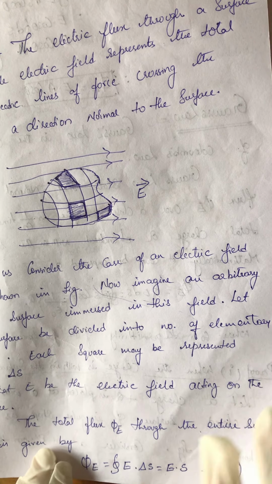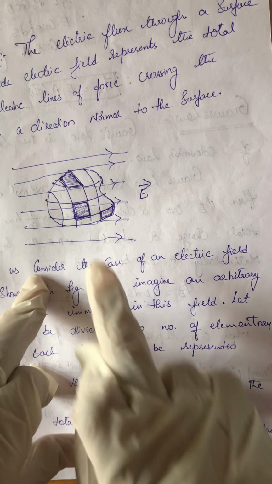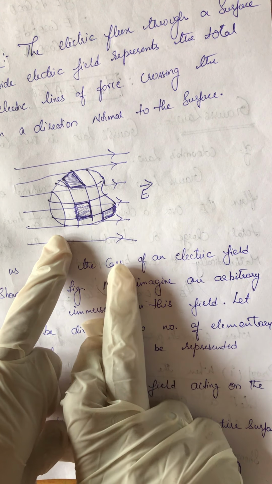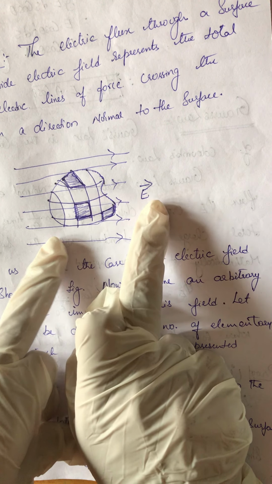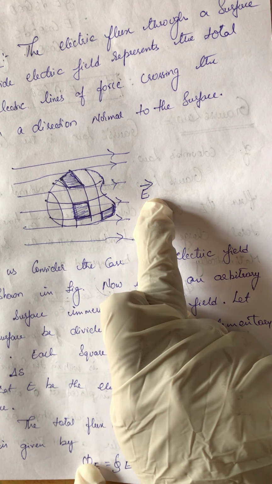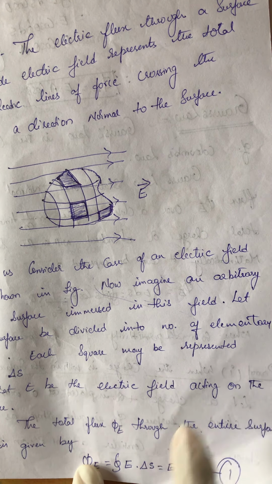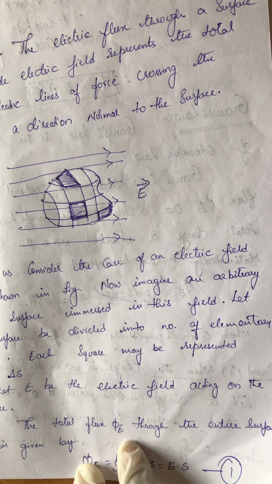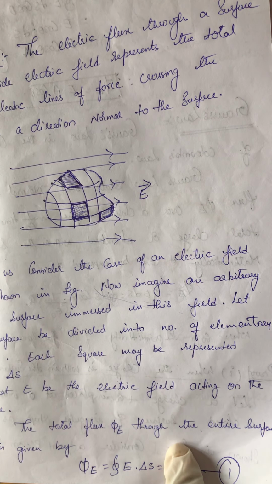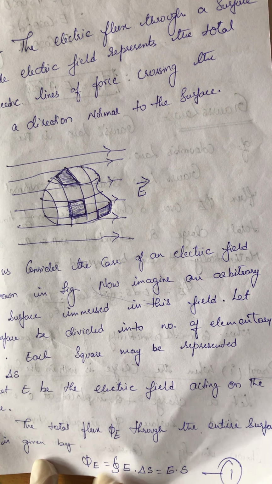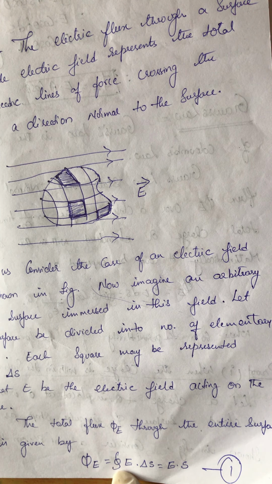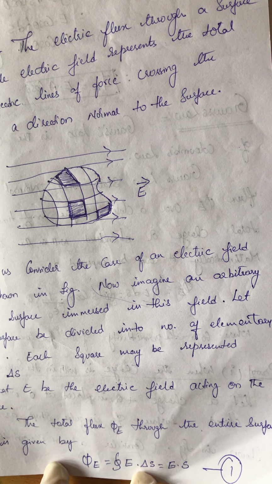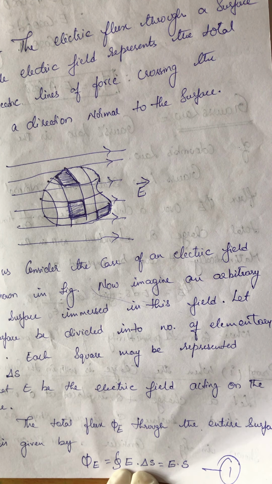Now see, divide this surface into a number of elements. Now we have taken one element, that is dS. This is the element, electric field E. The total flux phi E through an electric surface, electric flux is indicated by phi E. Phi E equals integral E dot delta S. Delta S or dS is the same. A small surface will be indicated with delta S or dS.